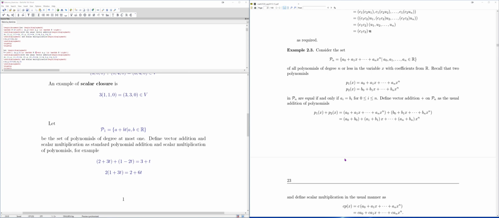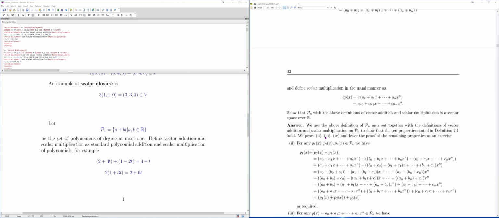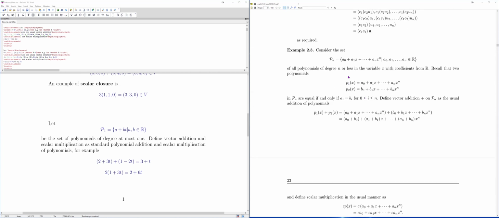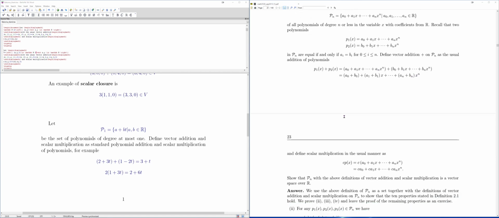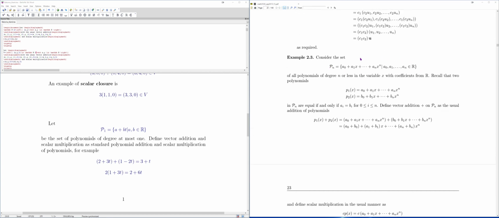One last thing to note before I give a proof of one of these axioms is that for two polynomials in Pn, sorry, two polynomials of degree less than or equal to n, in order for them to be equal, the corresponding coefficients must be equal. So for this polynomial P1 to be equal to P2, a0 has to be equal to b0, a1 has to be equal to b1, and up to an has to be equal to bn. So this is polynomials of degree at most n, and the small n is to indicate the maximum possible degree.